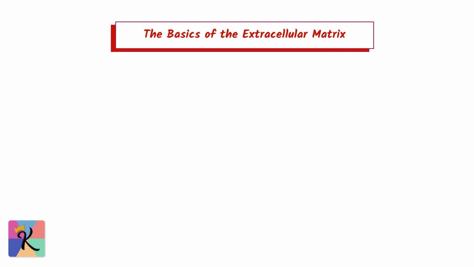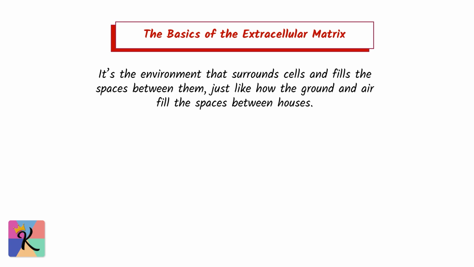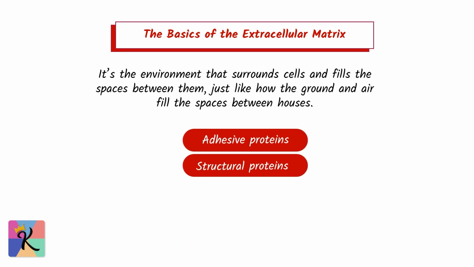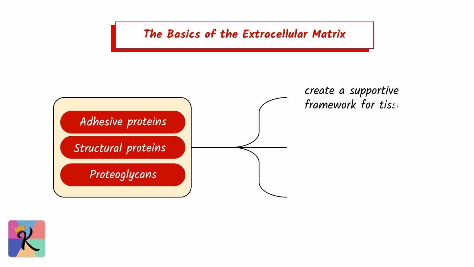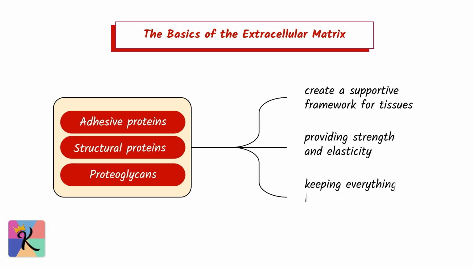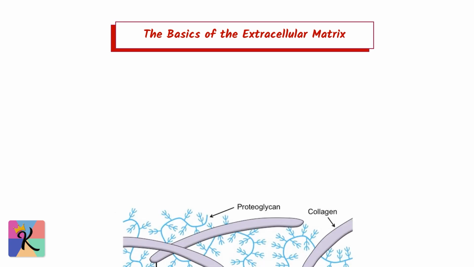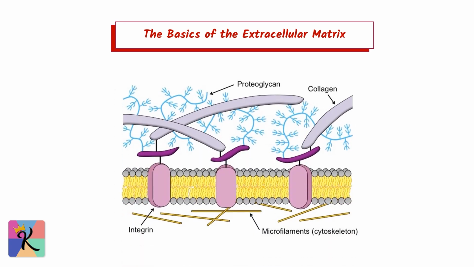So what exactly is this extracellular matrix? In essence, it's the environment that surrounds cells and fills the spaces between them, just like how the ground and air fill the spaces between houses. It's made up of three main types of molecules: adhesive proteins, structural proteins, and proteoglycans. These molecules work together to create a supportive framework for tissues, helping cells stick together, providing strength and elasticity, and keeping everything hydrated. The ECM isn't just a passive structure. It plays an active role in cell communication, signaling, and even influencing cell behavior.